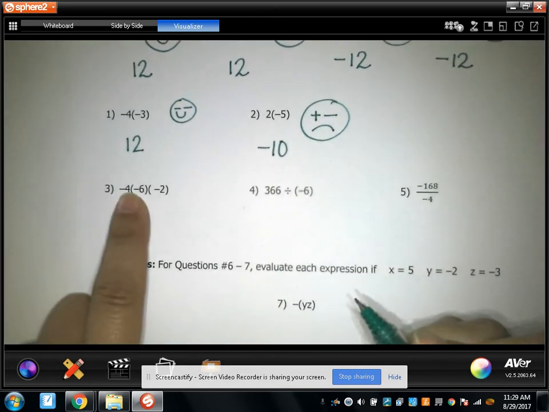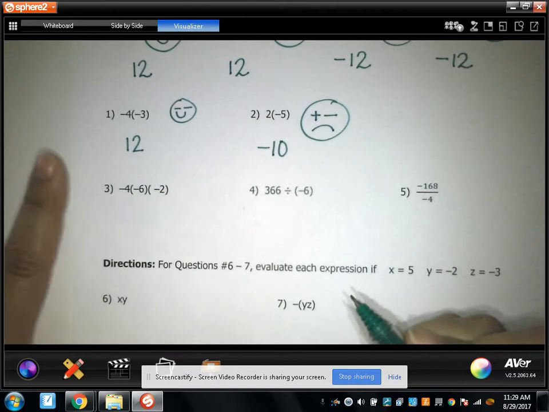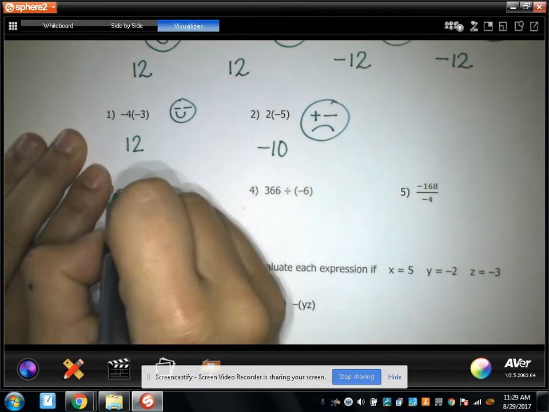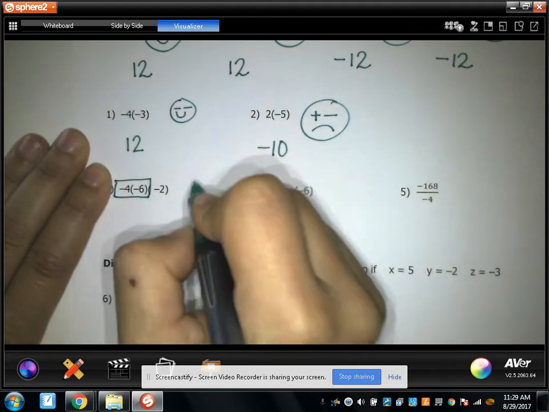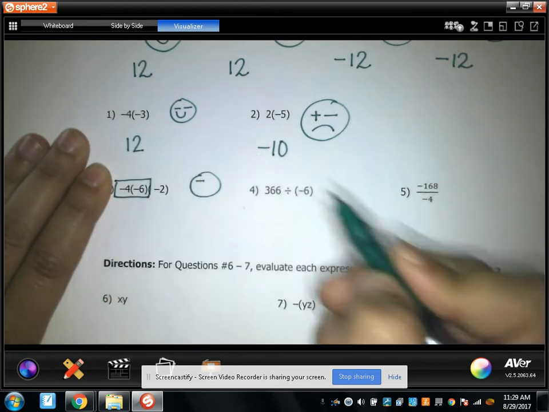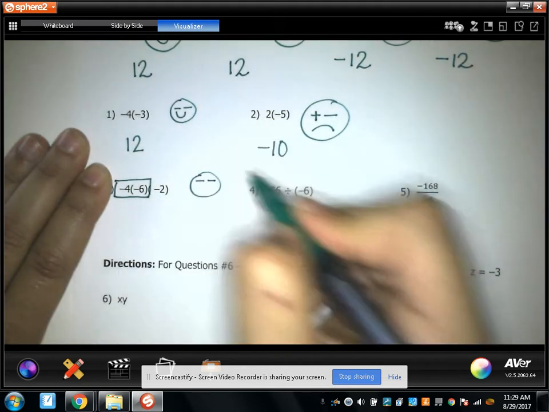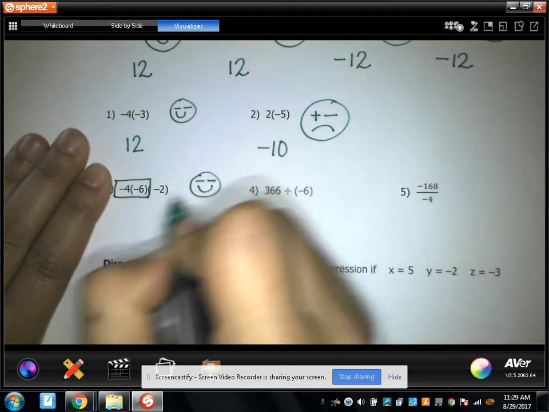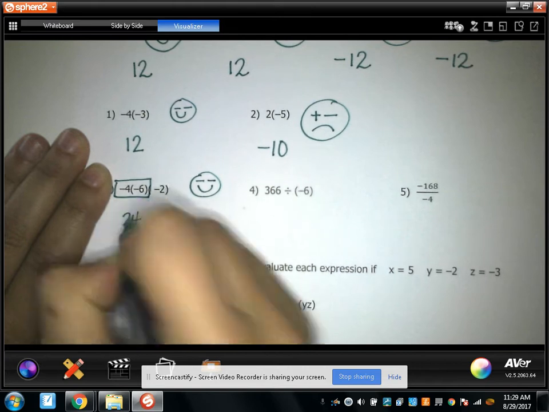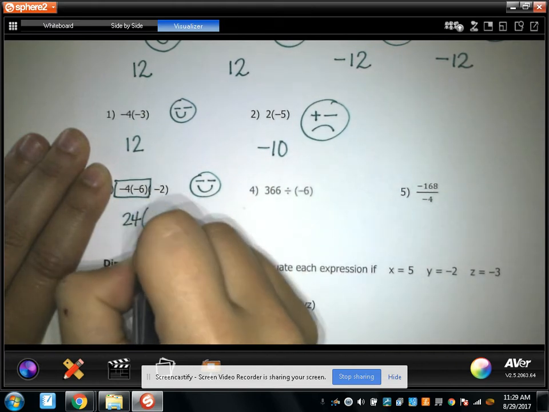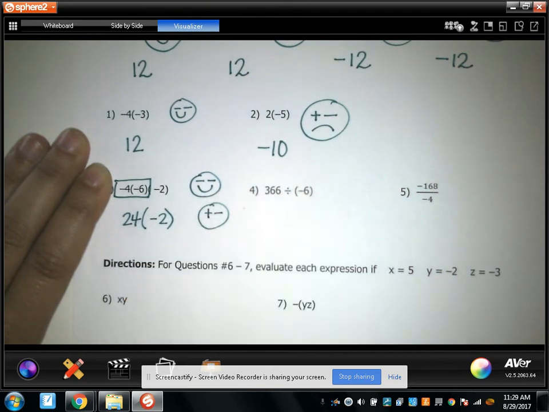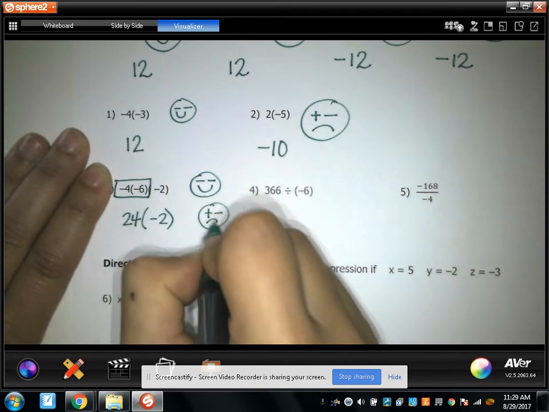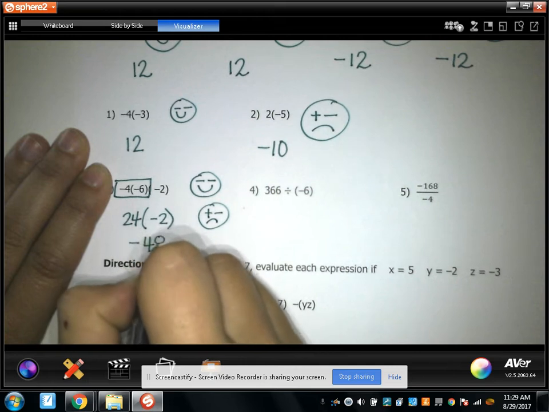Now here we're going to multiply 3 numbers, but we're only going to do them 2 at a time. So here we go. Negative 4 times negative 6 is a positive 24. Positive 24 times negative 2. So negative 48.